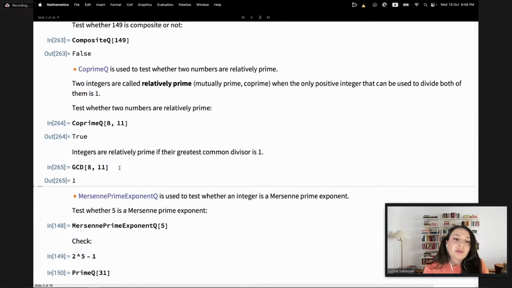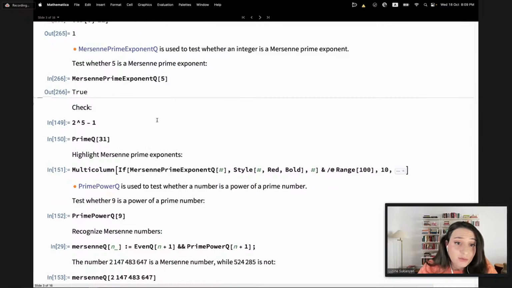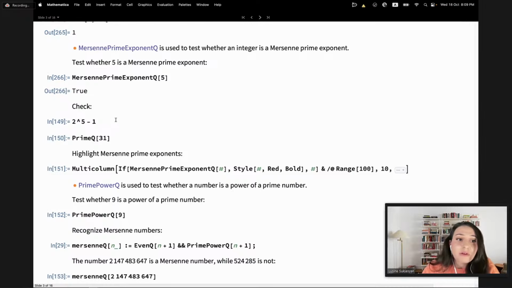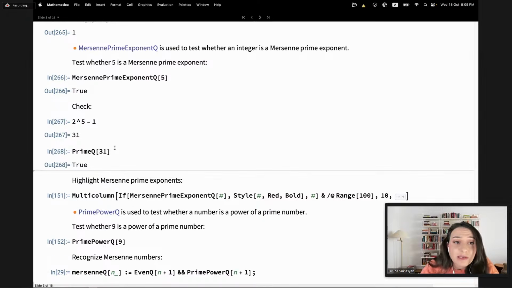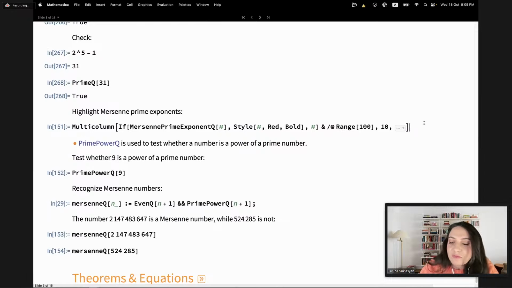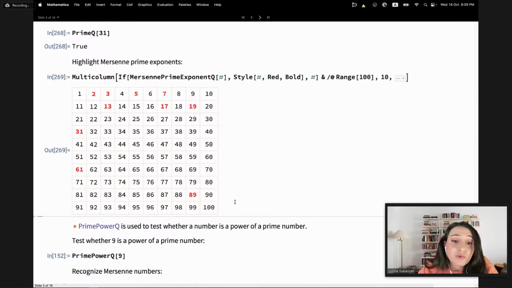We already talked about Mersenne prime numbers, and the next function is MersennePrimeExponentQ, which is used to test whether an integer is a Mersenne prime exponent. So for example, we can test whether 5 is a Mersenne prime exponent by simply doing this. And yes, and we can check, do you remember the definition? So 2 to the power of 5 minus 1 is 31, and 31 is a prime number, and that means that 5 is a Mersenne prime exponent. Or we can do some visual stuff again. We can highlight Mersenne prime exponents for numbers up to 100, and they're highlighted in red.